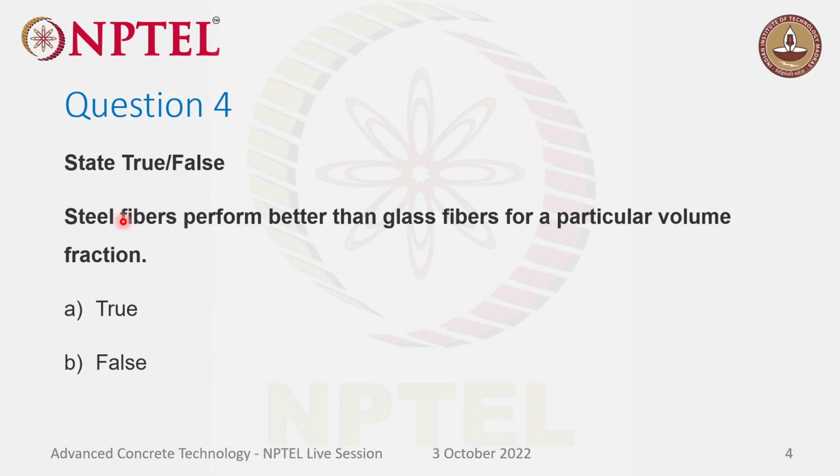Question 4 is: steel fibers perform better than glass fibers for a particular volume fraction. Let me repeat the question again. Steel fibers perform better than glass fibers for a particular volume fraction. Please give your answers. Let me start the timer now. I think we have discussed the same point last week. If you remember, you will get the correct answer.